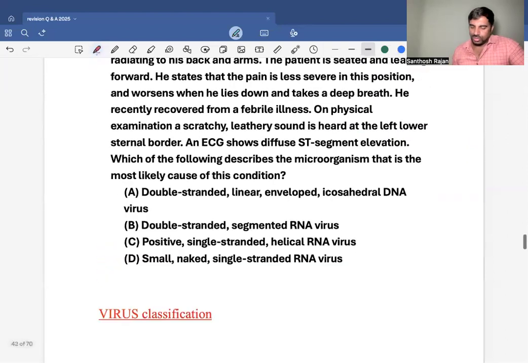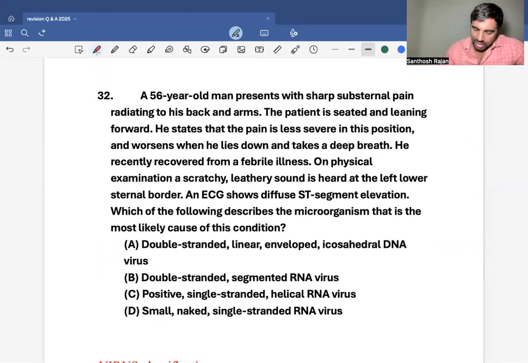Now, next question. It is tricky, but you can answer. A 55-year-old man with substernal pain radiating to the back, neck and arms. Usually we think about something related to the heart only. The patient is seated and leaning forward, and the pain is less severe in this position. When he comes forward, no pain; otherwise, there is pain.